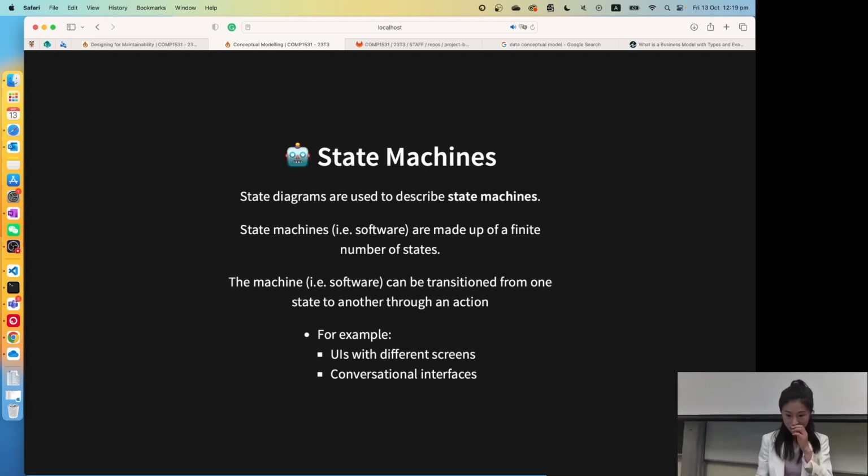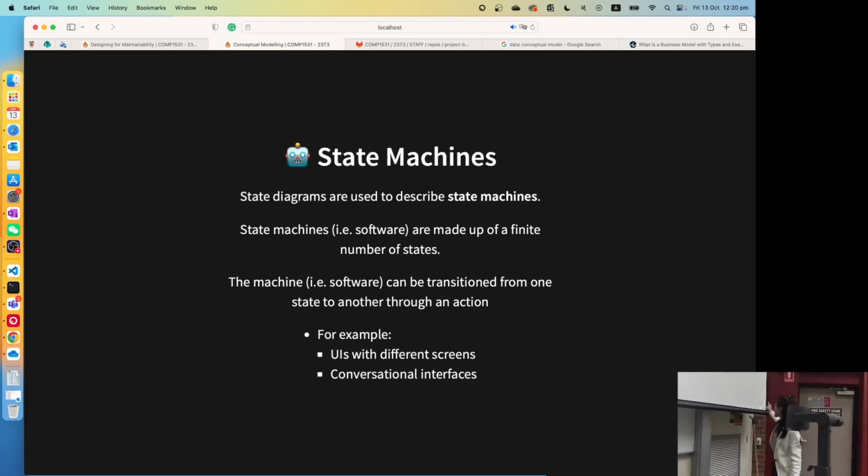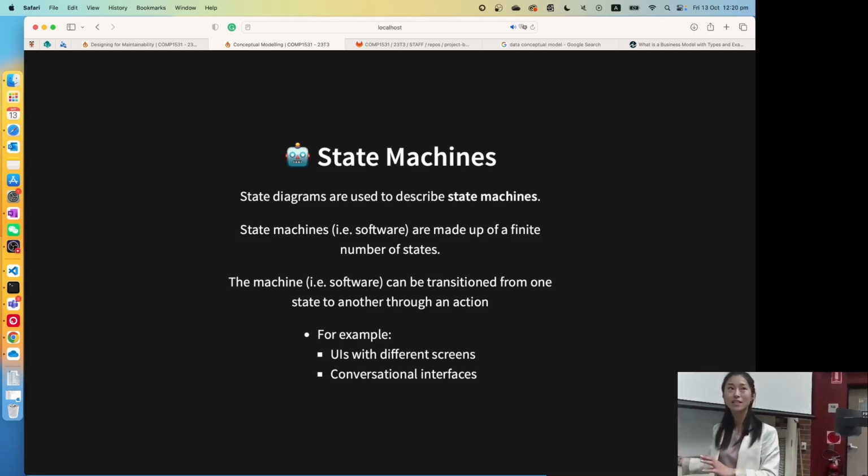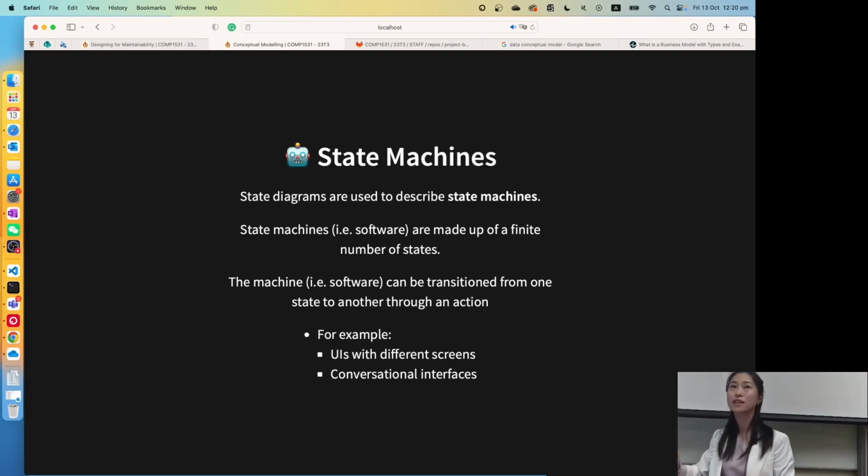Okay, and the machine, like here the software, can transition from one state to another through an action, like the event. Other examples are UIs with different screens. So this is the current screen, like the current state of our screen. And if we trigger an event by clicking on this button, so this is the event, we will transit to another state of this screen.